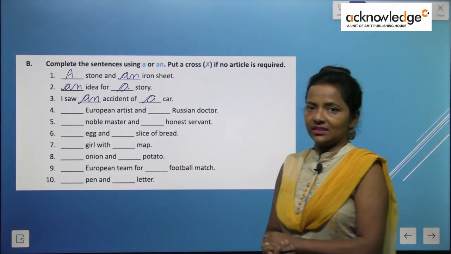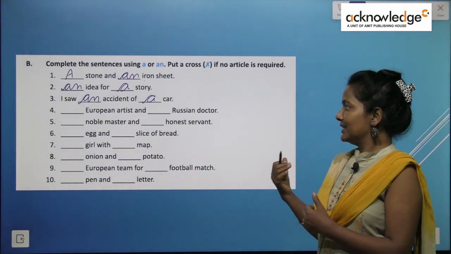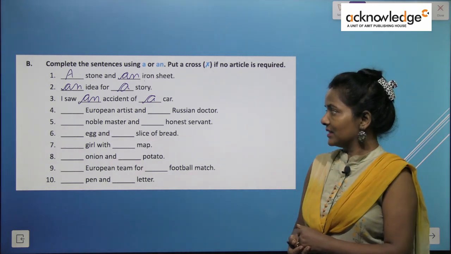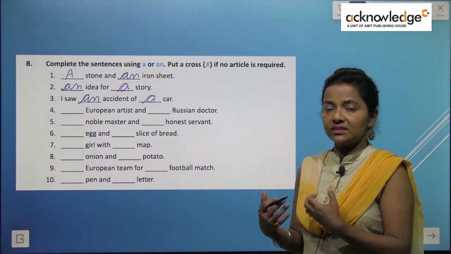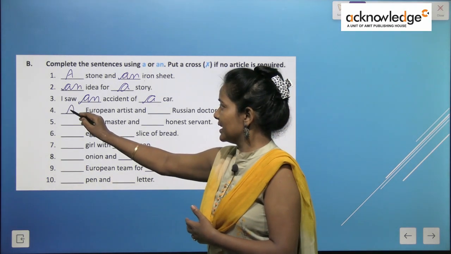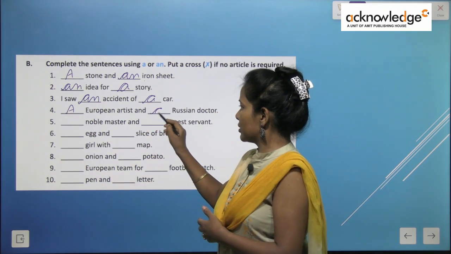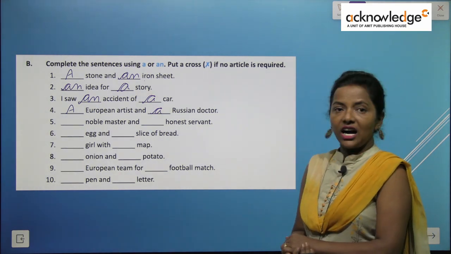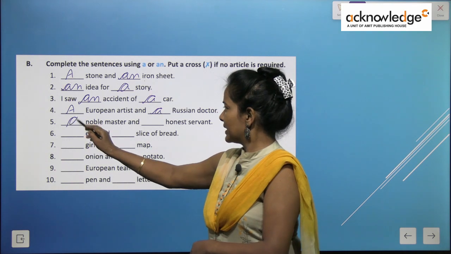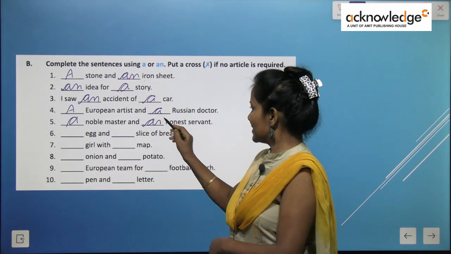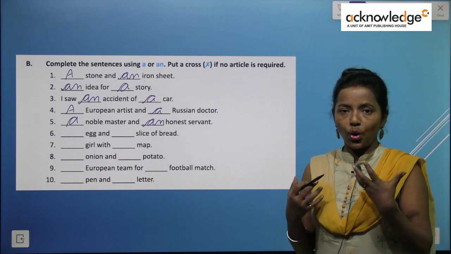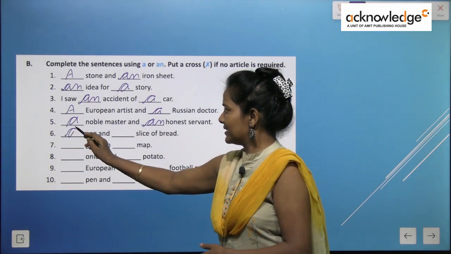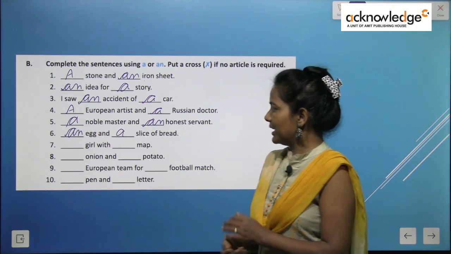Dash European artist and dash Russian doctor. A European artist, yoo, because the sound coming is yoo. So, a European artist and a Russian doctor. Dash noble master and dash honest servant. A noble master and an honest servant. Vowel sound is coming. An egg and a slice of bread.